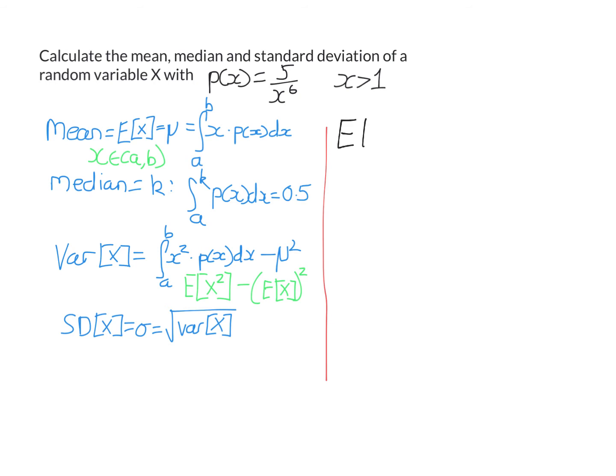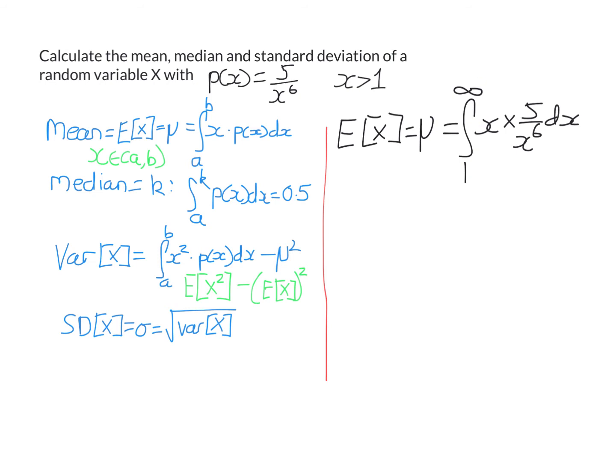So the mean, which is also called the expected value or mu, what we do is we integrate x times the PDF, and obviously with respect to x. Now the limits of integration are just the values x can take. If x is greater than 1, it can be between 1 and infinity.